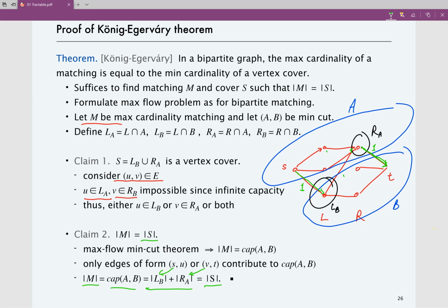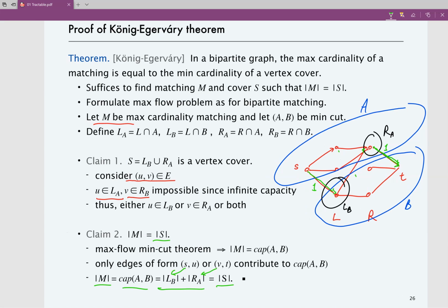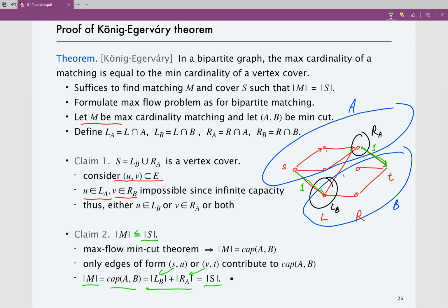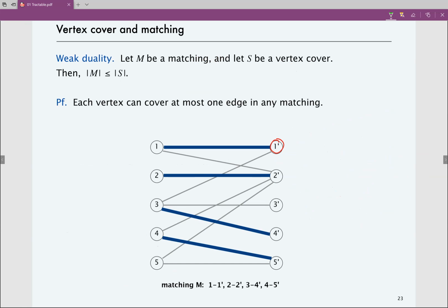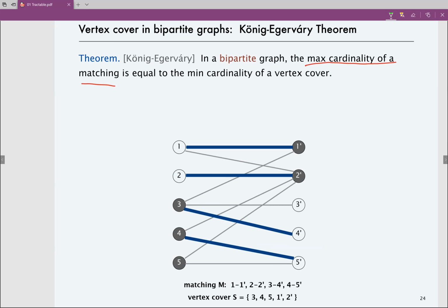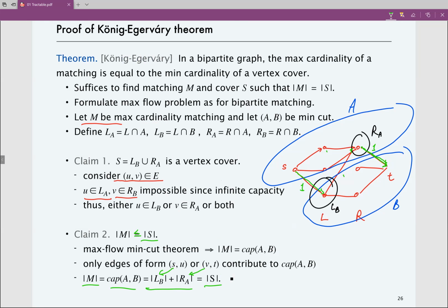And so this shows that the matching equals the cover, okay? And this also shows that this S here is the minimum cover because we know from previously that the matching is always going to be less than or equal to the size of the cover. So we saw that the matching is always no more than the size of the cover. And here we've actually found a cover which is equal in size to the matching. So this means that this cover must be the minimum cover.